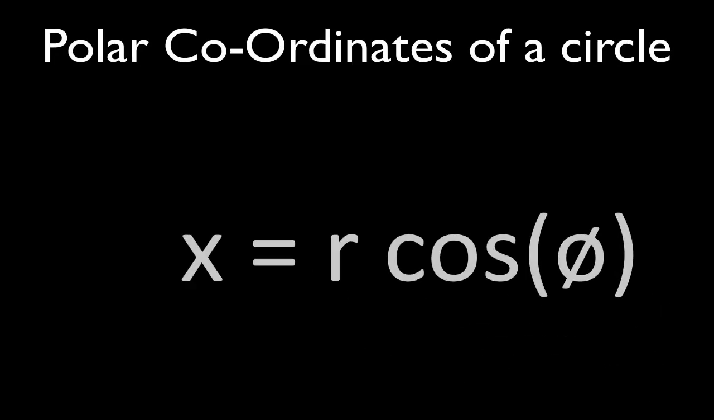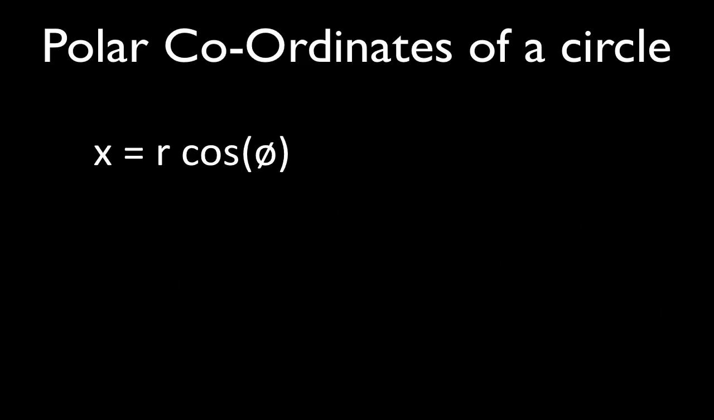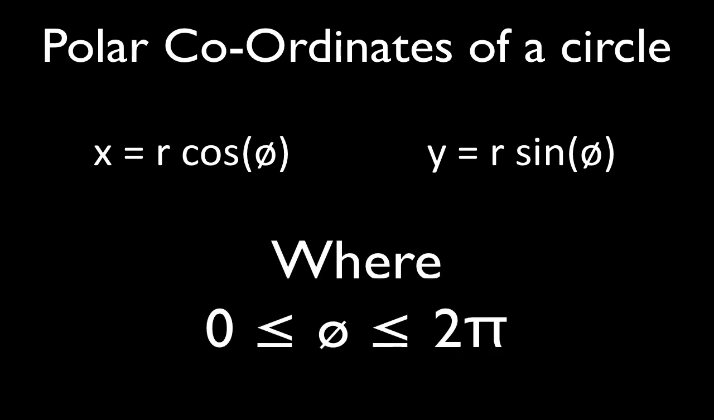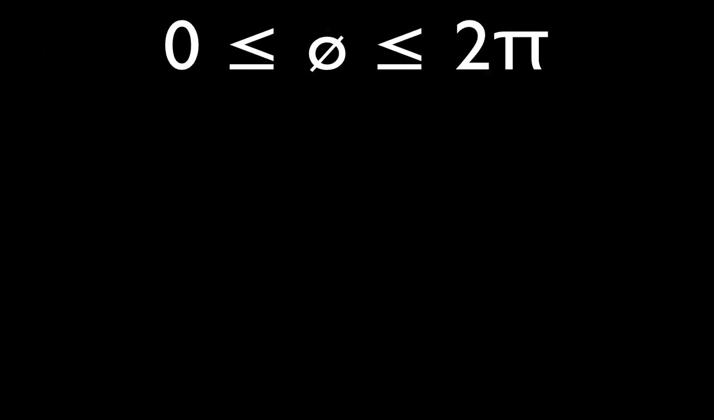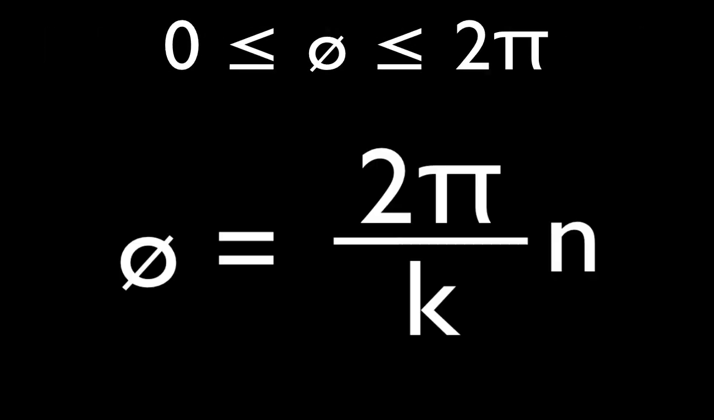Thus, x equals r cos phi and y equals r sine phi. These are called the polar coordinate representation of a circle. Phi here is between 0 and 2 pi. Now, with this in mind, let's let phi equals 2n pi over k, where k is a constant integer and n is the set of all integers from 1 to k.